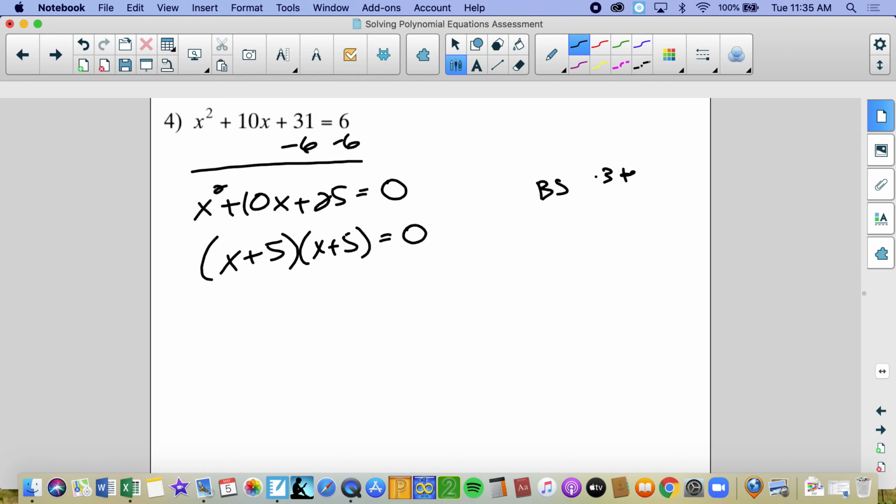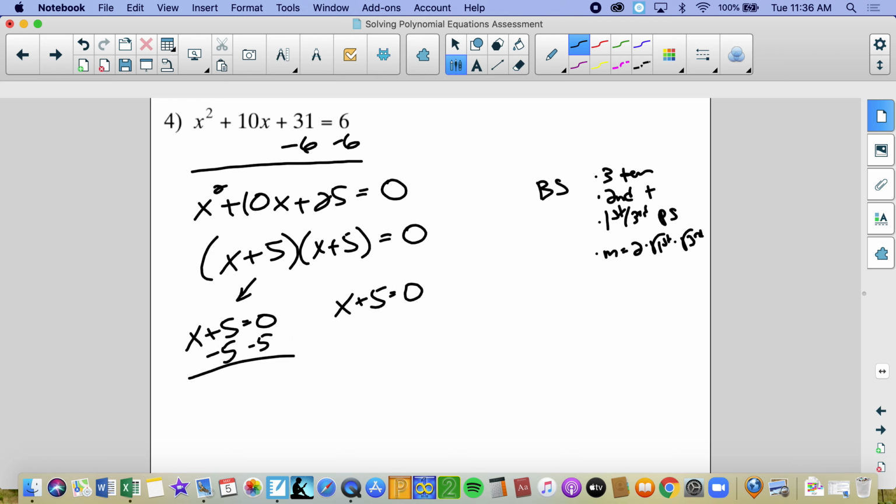A binomial square has 3 terms, second sign positive, first and third are perfect squares, and the middle equals 2 times the square root of the first times the square root of the third. So if I take the square root of the first, square root of the third, multiply it and double, does it equal my middle? Yes, it does. So I knew that this was a binomial square. And I'm going to write it like this as opposed to writing it like this, because I'm not doing the square root technique. I'm setting each one equal to 0.